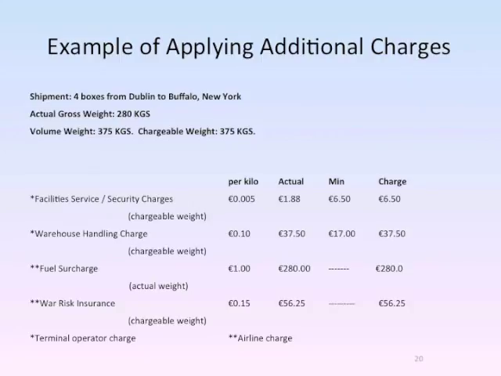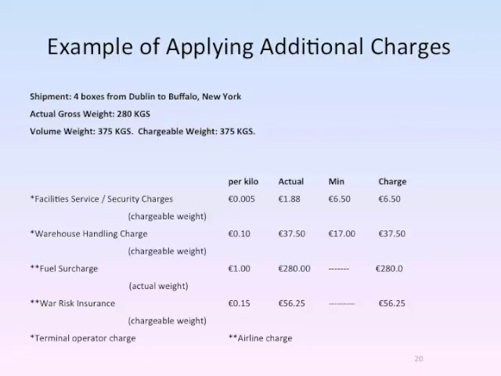Now, just to finish off, we're looking at some examples of applying additional charges. So we have a shipment of 4 boxes from Dublin to Buffalo, New York. The actual gross weight on this shipment is 280 kilos. The volume weight is 375 kilos. Therefore, the chargeable weight is 375 kilos.